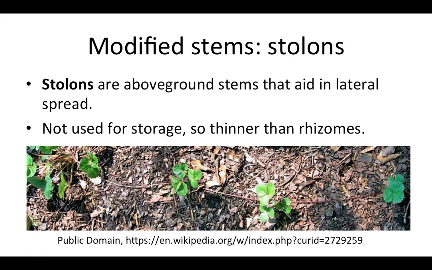So we've talked about three kinds of modified shoots. We talked about bulbs, we talked about tubers, and we talked about rhizomes. Another modified stem is a stolon. A stolon does something similar to a rhizome in that it helps a plant spread. However, it's not used for storage, and so stolons tend to be thin.